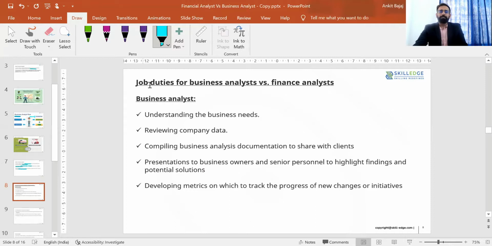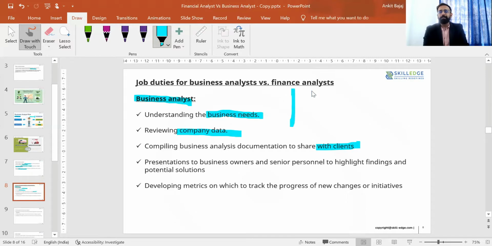So now we will be discussing job duties for business analysts. We have already discussed what a business analyst will be doing and what a finance analyst will be doing. So quickly we will read what business analysts do, right? They will understand the business needs, right? Reviewing the company data, right? So they will be reading the company's policies, procedures, internal control, and after that they provide feedback to their clients, right? Compiling business analysis documents to share with clients, right?